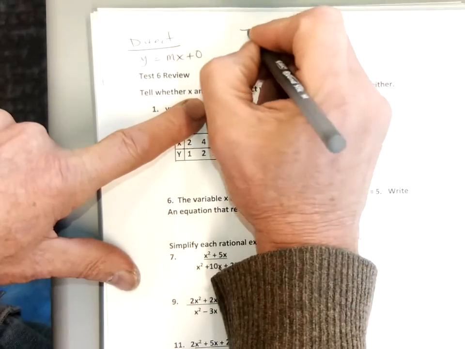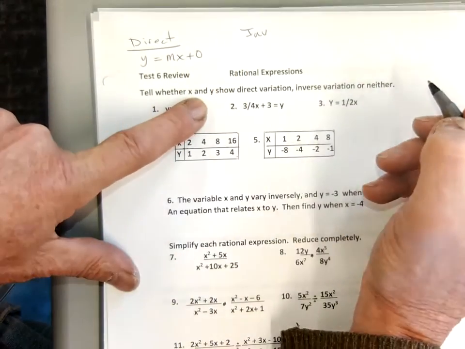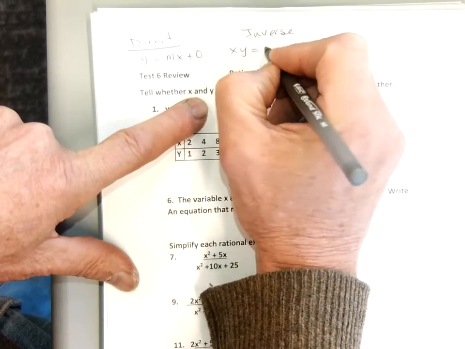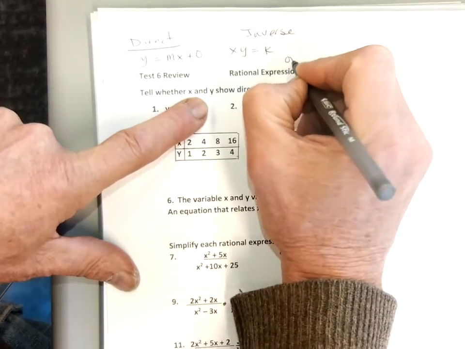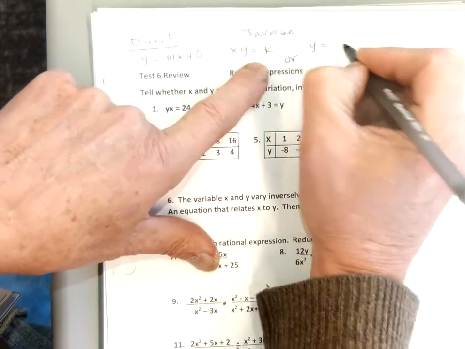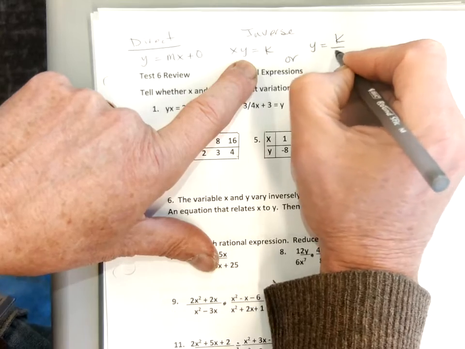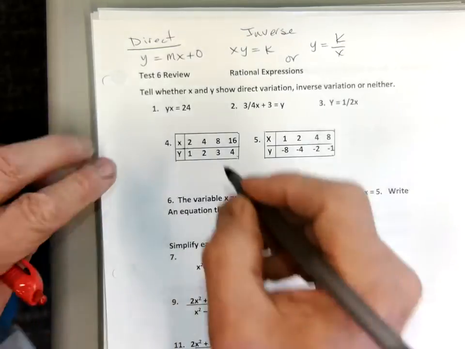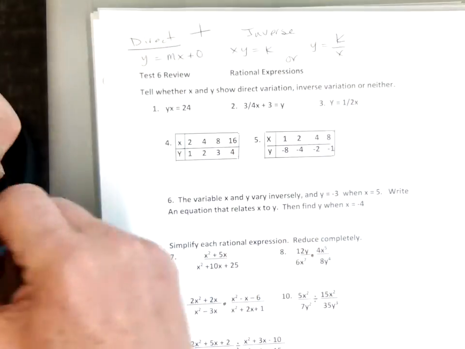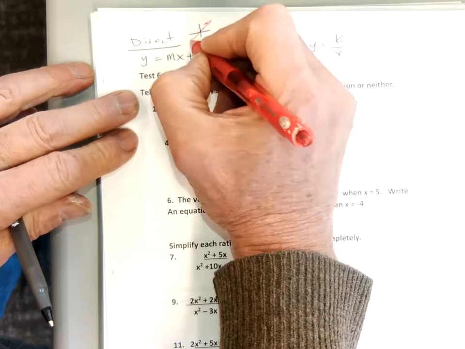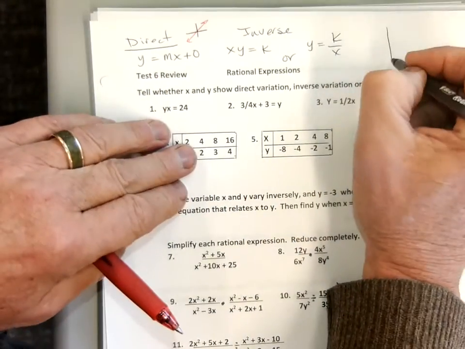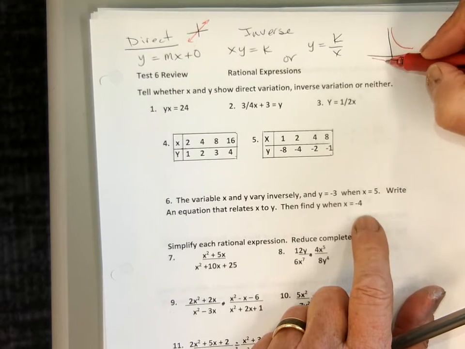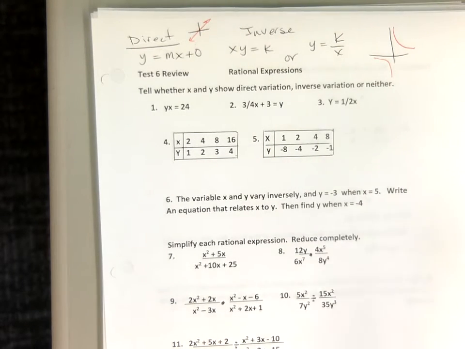Inverse variation is going to look like this, either x times y equals some number, or you could solve for y, and you could have y equals k divided by x, okay? We know that the graphs of these look something like this. Direct variation, the graph is a nice straight line going through the origin. And the inverse variations look like this. When one gets big, the other gets small, and vice versa, okay? All right, that's what the graphs look like. We've done this before, okay?